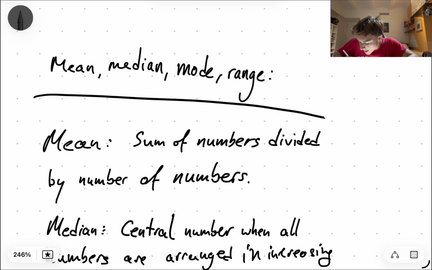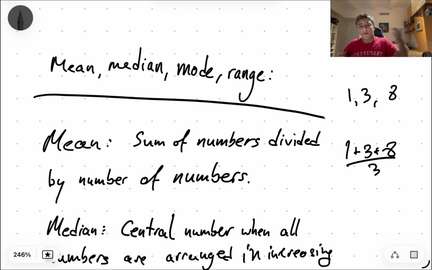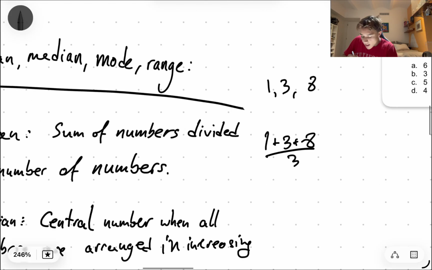So the mean of the numbers 1, 3, and we'll say 8 is going to be 1 plus 3 plus 8 divided by 3, right? Because 1 plus 3 plus 8 is the sum of all the numbers, and 3 is the amount of numbers. So 1 plus 3 plus 8 is 12, and 12 divided by 3 is 4. So 4 is around where the numbers 1, 3, and 8 are. So the mean of 1, 3, and 8 is 4.